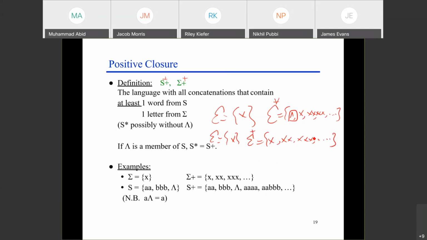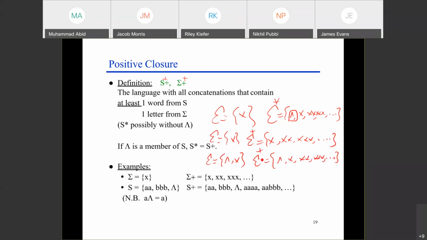So this is the difference between positive closure and the Kleene star. So now what is the difference here? Let's say your summation is equal to lambda and x. So now you see lambda is there in your summation here. So in this case, if you find the positive closure of this, then this will be lambda, x, 2x, 3x, and so on.